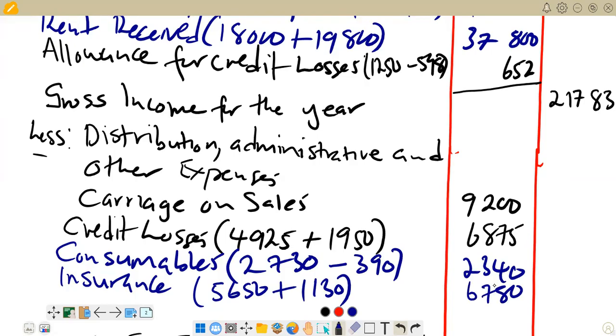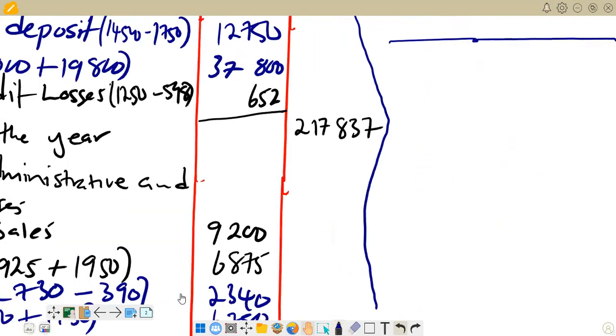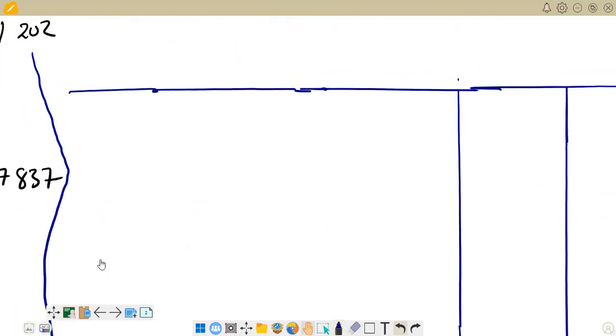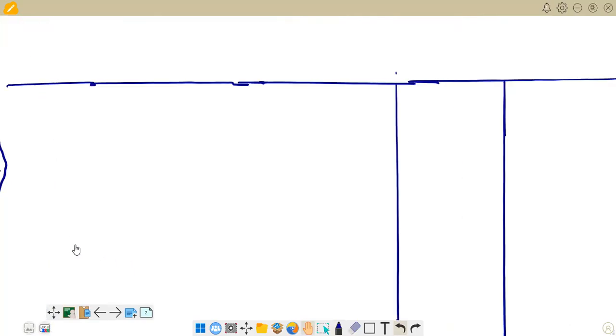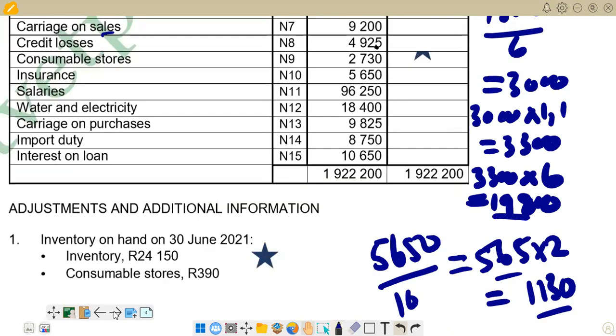So that's what we have, right? We can move on to the next expense. Let's try to move on to the next space that we have there. We can go and check again on the list of balances to check the next expense that we have. If you come on the list of balances, we are on insurance. Then we also have salaries, and the figure that we are given for salaries is 96,250.